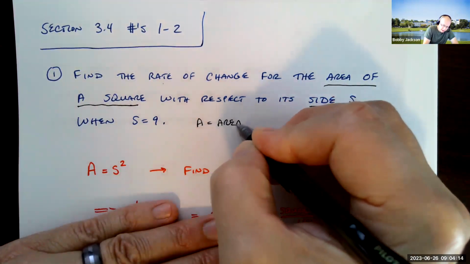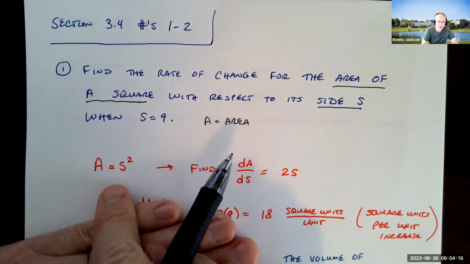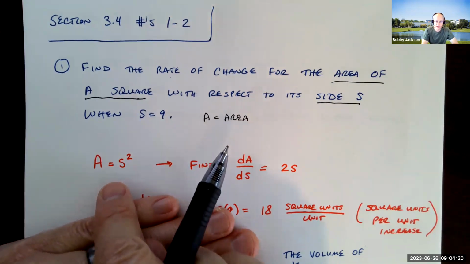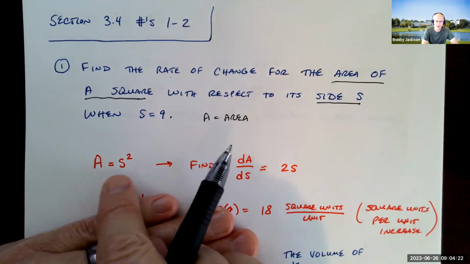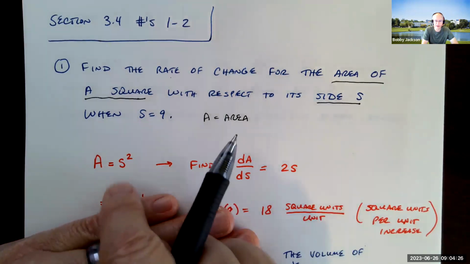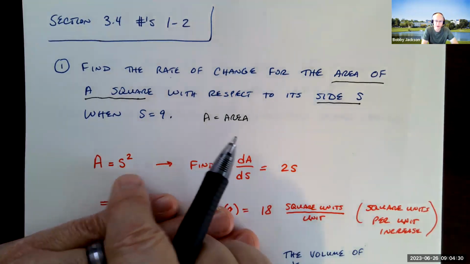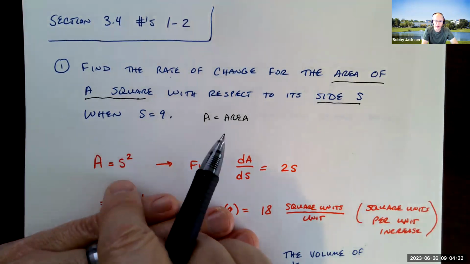Okay, so we are looking for, if A is the area and the side length is S, I expect everyone to know the relationship between area of a square and its side length, and that is that the area of any square is its side length squared, right? Area of a rectangle is length times width. For a square, length and width are equal, so you get S squared. So you should know that fact from geometry. And so what are we looking for?